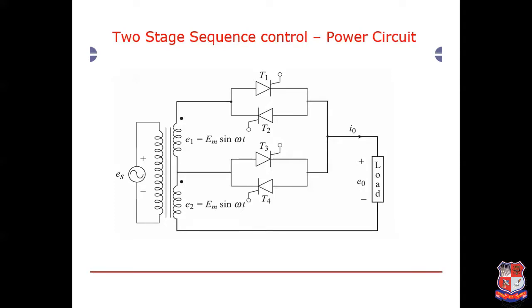So we have two different stages in output voltage. The first stage is E2 and the second stage is E1 plus E2 in the positive cycle. Now, if we talk about the negative cycle, then first of all, thyristor T4 is turned on at omega t equals pi, and thyristor T2 is turned on at omega t equals pi plus alpha. Then we will have two different stages in the negative cycle as well, minus E2 and minus E1 plus E2. This we can see from the waveform.